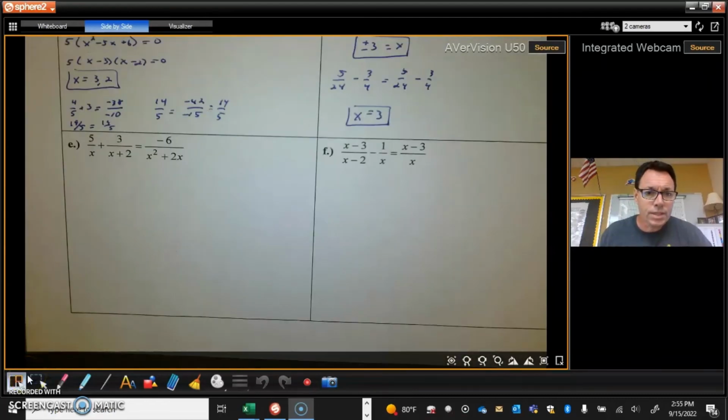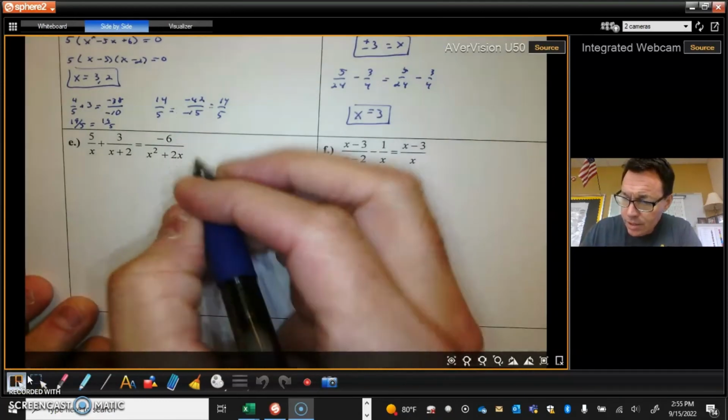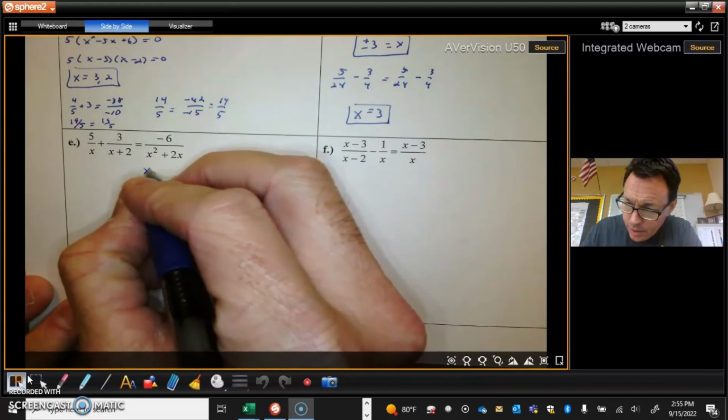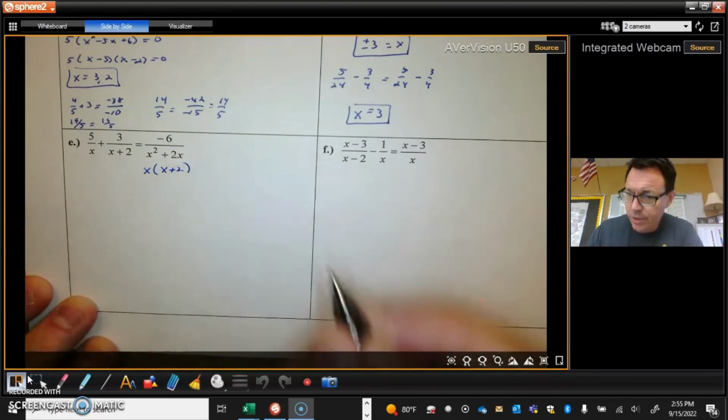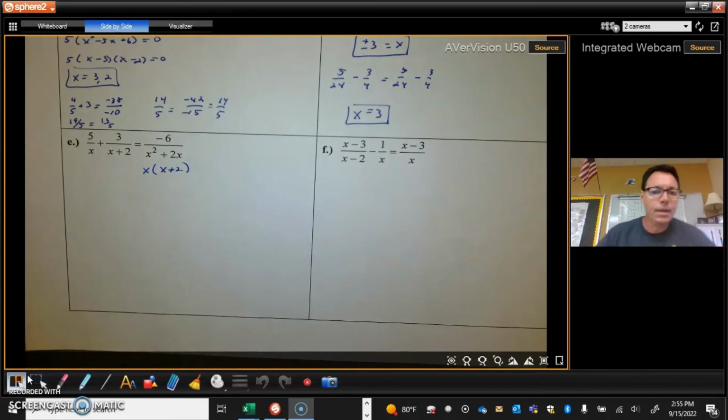All right, let's go ahead and take a look at example E. Why don't you try example E? Notice that this denominator over here is going to factor into x times x plus 2. See if that'll get you started. And then pause the video, try to solve this, and hit play when you're ready to check your answer.